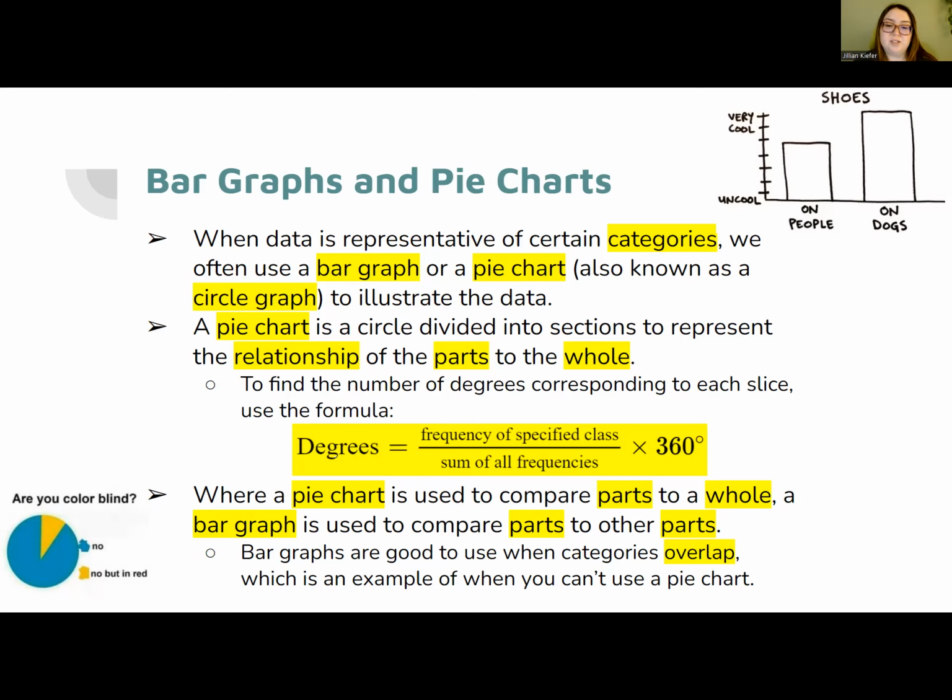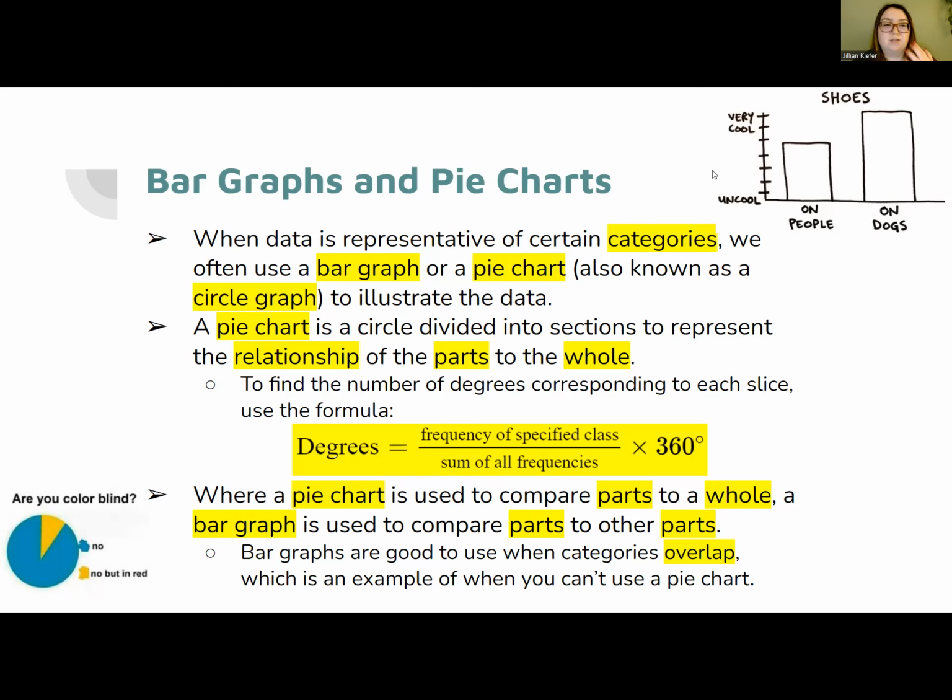Bar graphs are really good to use when categories overlap, which is an example of when you can't use a pie chart. You can't use a pie chart if categories overlap because with the pie chart, it's very distinct percentages and very distinct slices of the pie. You can't have anything overlapping, because then it would be parts of multiple slices, and that won't happen. So bar graphs can be used if you have any overlapping categories.